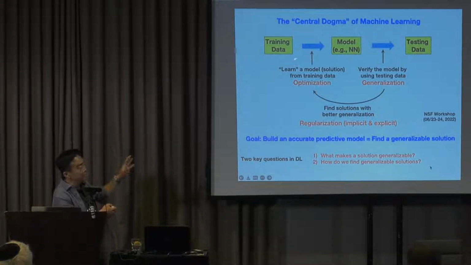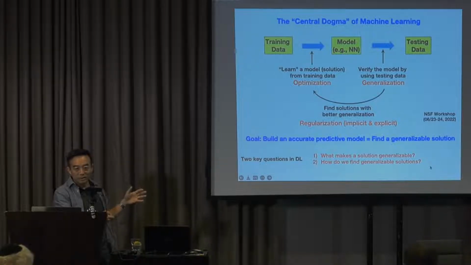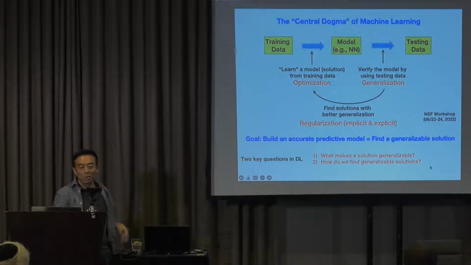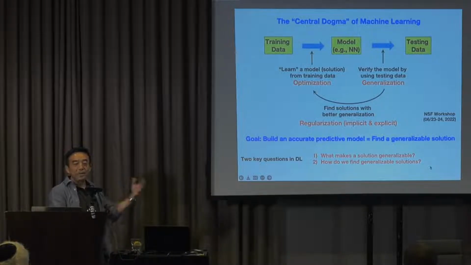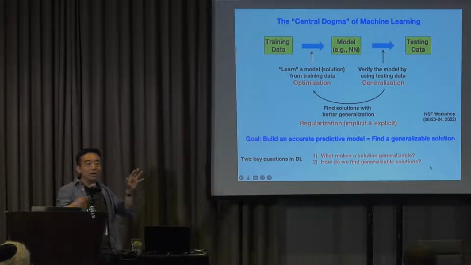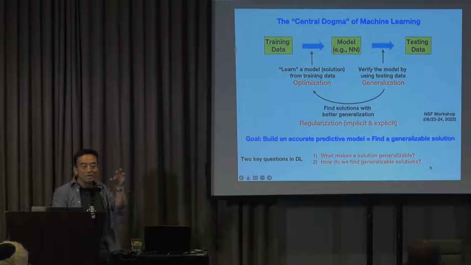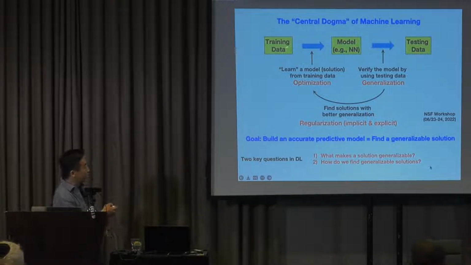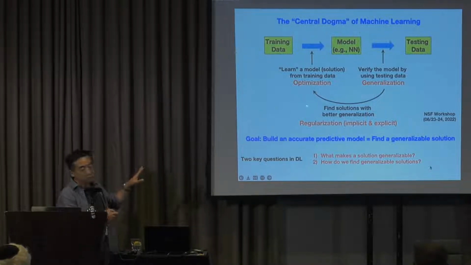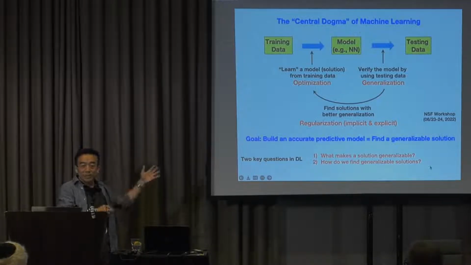And you train it, how do you train it? You train it by optimization, optimizing some global loss function. And by training it, you learn. Training is also called learning, and you learn a set of parameters that actually can fit the training data very well. That's the optimization part.